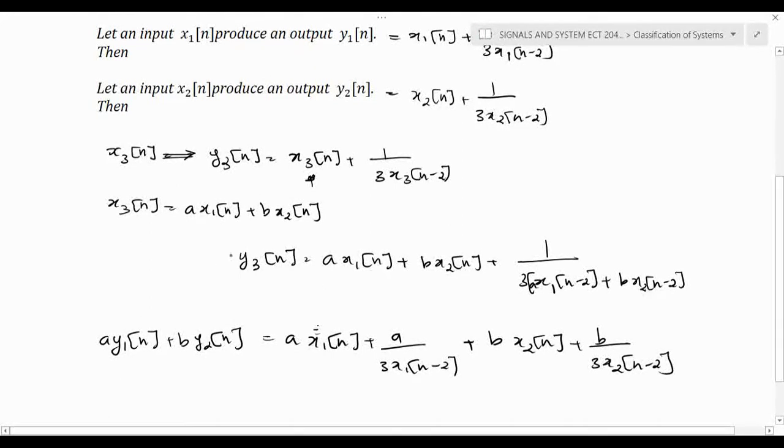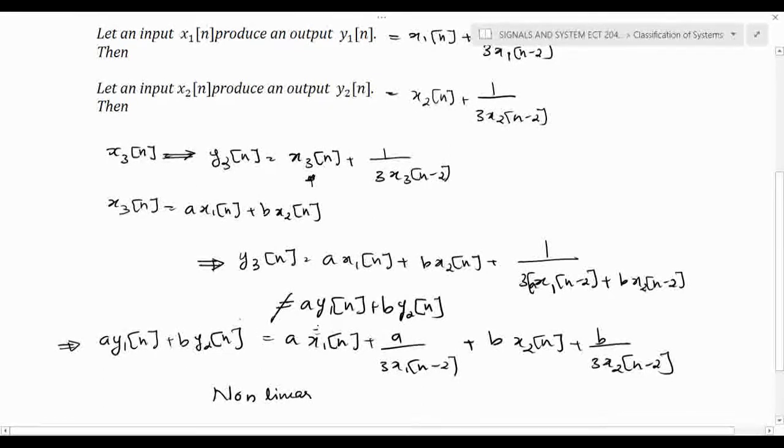And if you compare these two equations, this y3 of n and a y1 of n plus b y2 of n, these are different. We cannot group this y3 of n into this particular combination, a y1 of n plus b y2 of n. So we can say that this is not equal to a y1 of n plus b y2 of n. Okay. So the system does not obey the linearity property. So this is not linear, it's a non-linear system. So we can conclude that the given system is non-linear.